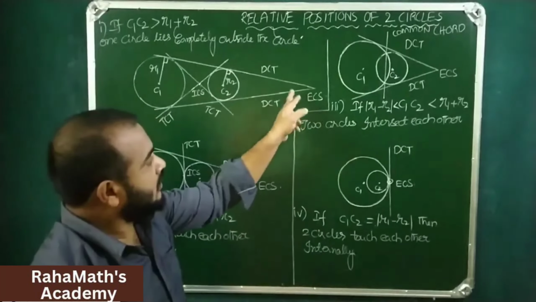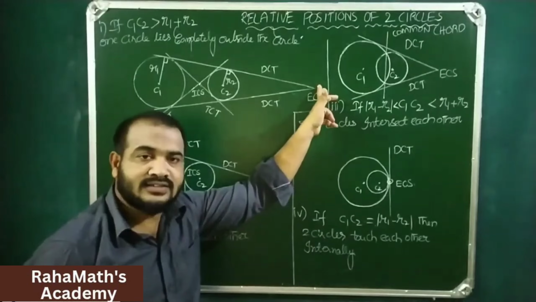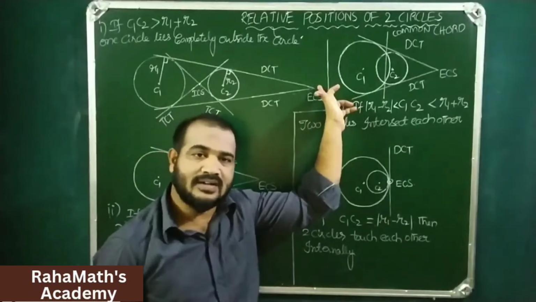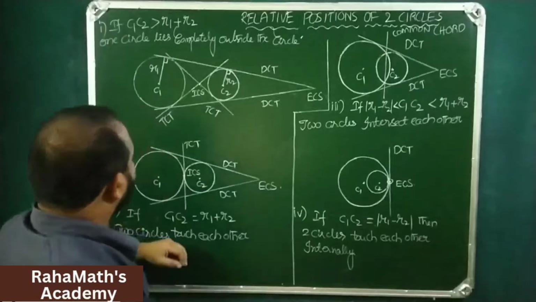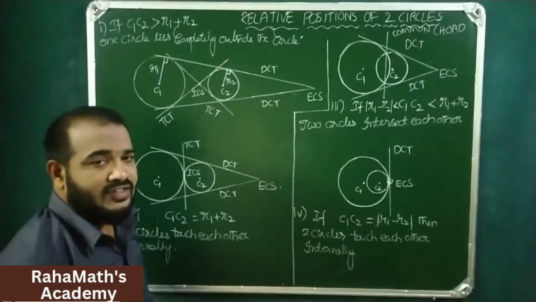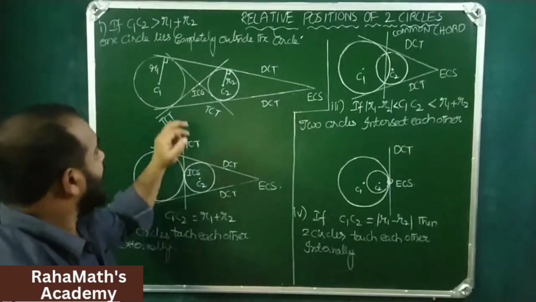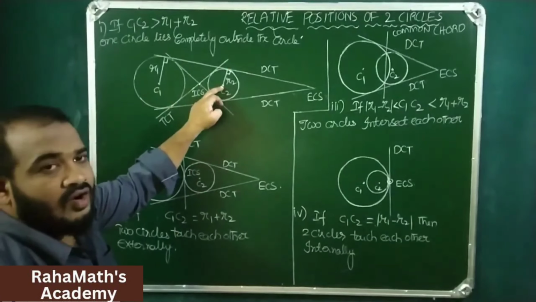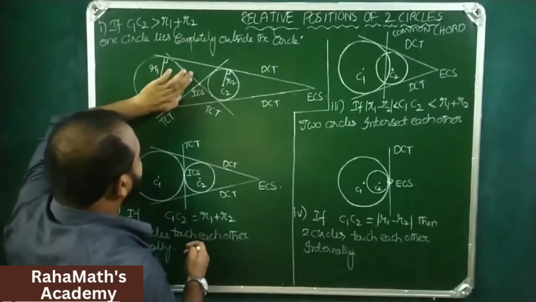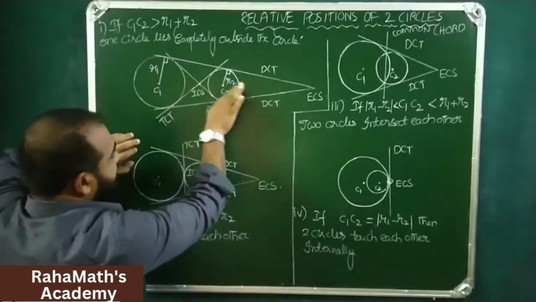This point is called the external center of similitude. The external center of similitude is the point of intersection of two direct common tangents. Likewise, this is a transverse common tangent and this is a transverse common tangent. A transverse common tangent is a straight line such that the two circles lie on either side of it. For this line, this circle lies on this side and this circle lies on this side.